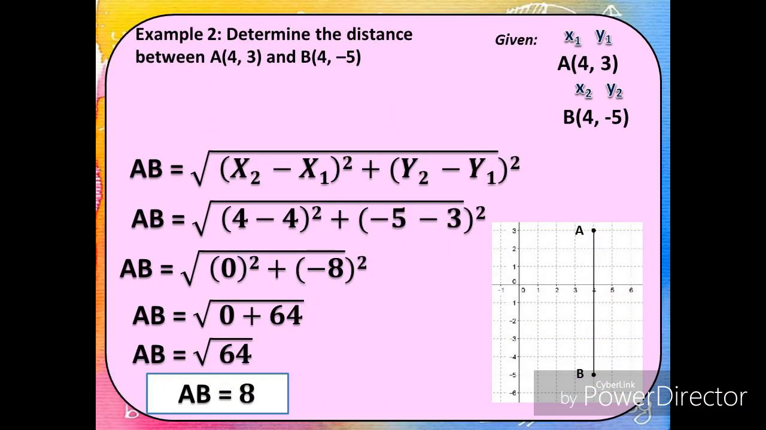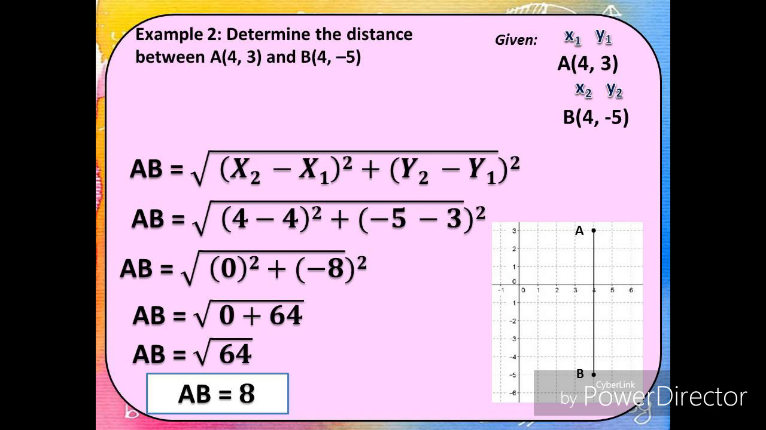Okay, so let's have example number 2. We're going to determine the distance between point A, which is positive 4, positive 3, and point B, positive 4, negative 5. So the given are point A, which is 4, 3. So we have x sub 1, which is 4, y sub 1 is 3. And point B, we have x sub 2 is 4, and y sub 2 is negative 5.